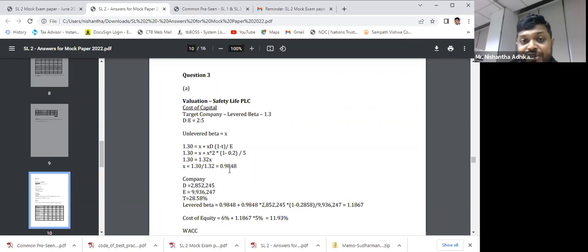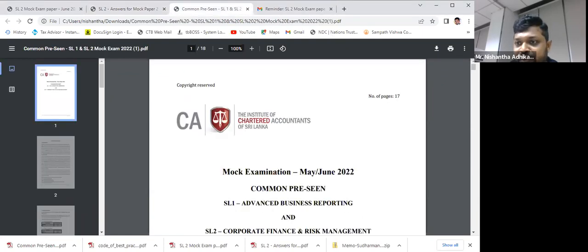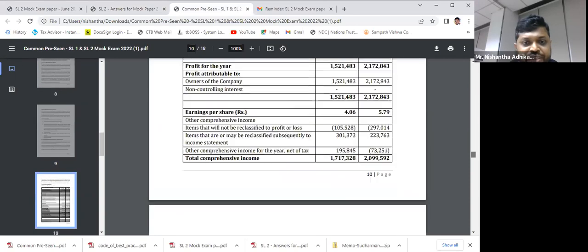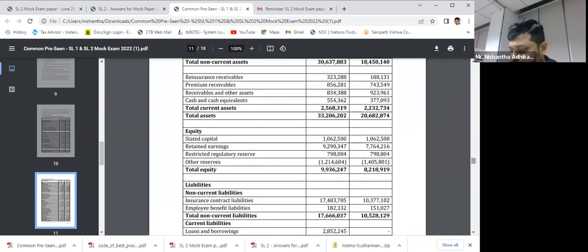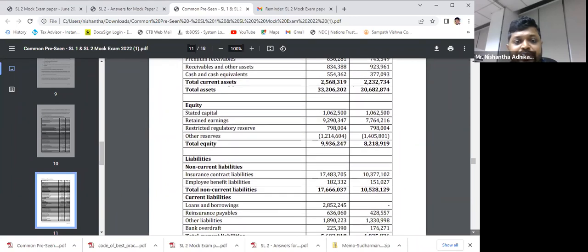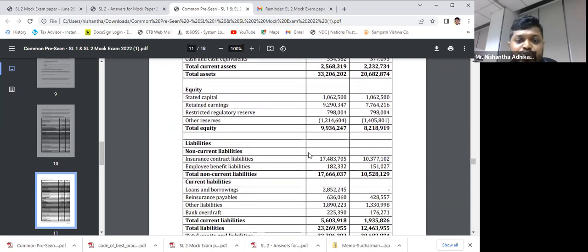0.9848. Now what is your company's debt to equity ratio? If you go to the company's statements, you have very important information in the balance sheet. Your equity is 9.936. What is your debt? Loans and borrowings, because in the insurance industry insurance contract liabilities has the insurance asset. Therefore, you have to take interest bearing borrowings. It is 2.852. That is the amount you have to take.